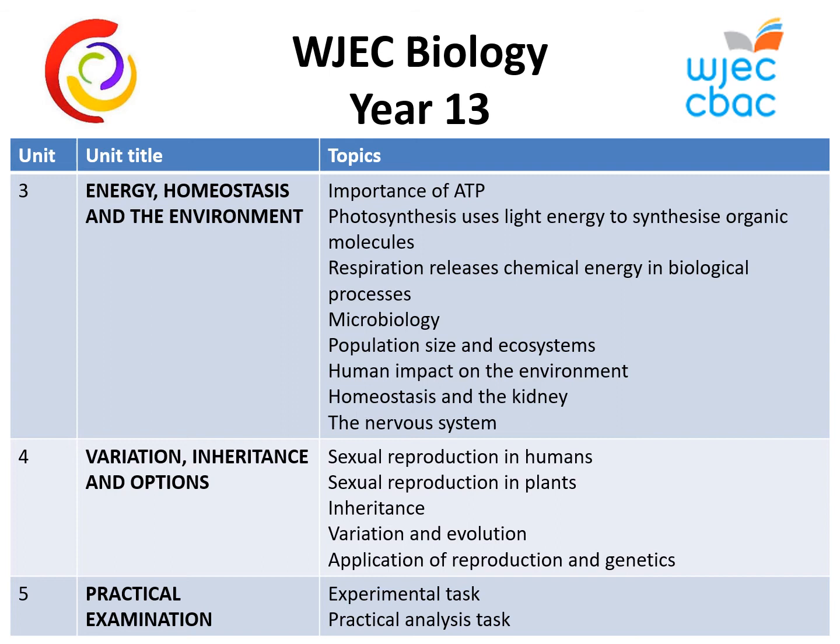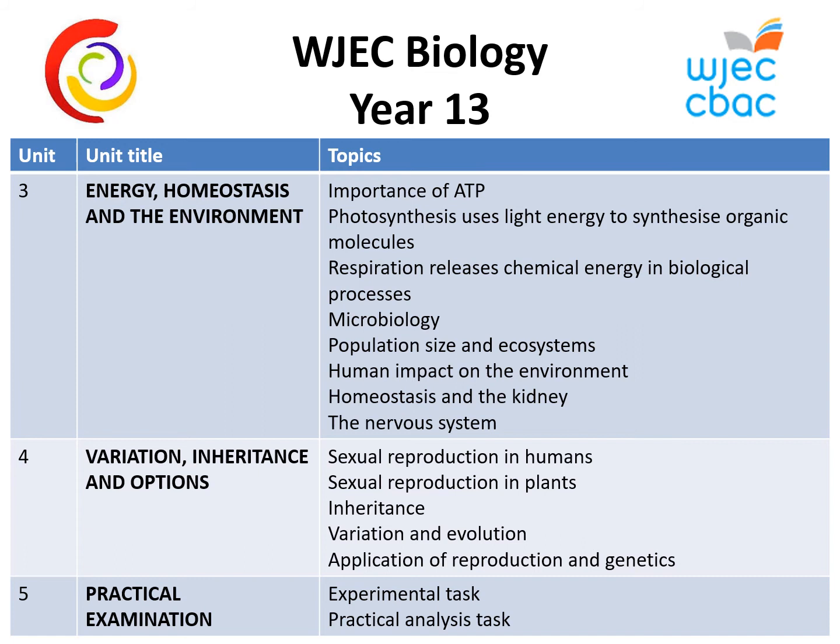You'll go on to microbiology. You'll do a little bit of biodiversity there as well, population size and ecosystems, the human impact on the environment, and then about homeostasis, the kidneys, and the nervous system. Unit 4, a very interesting unit that we've got here, variation, inheritance, and I will talk about what these options are as well. So we'll look at sexual reproduction in plants and humans, inheritance, so all the genetics underlying those, variation, evolution, and how we can actually use this knowledge in terms of our application of reproduction genetics.